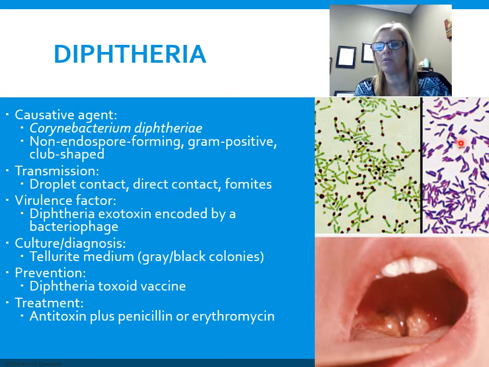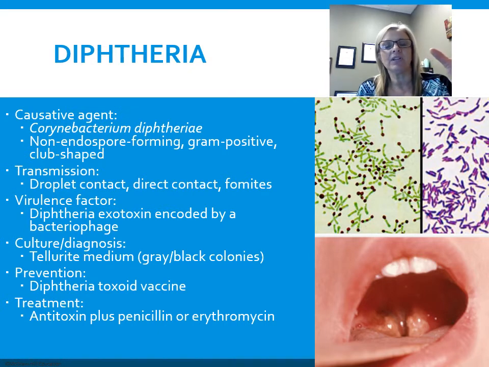All right, it's a little harder to see in these. You have to look really closely to tell that it's club shaped. Okay, so that's it. I like that picture. So this has a characteristic membrane that can actually form over the tonsil or the pharynx in a child. Okay, kind of this grayish brownish type of membrane. This is spread by droplet contact, direct contact, or via fomites.